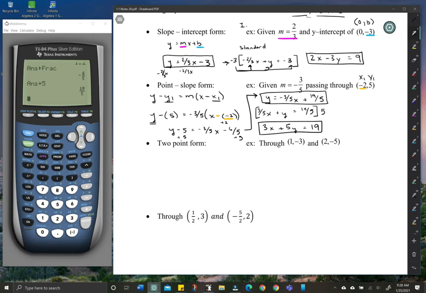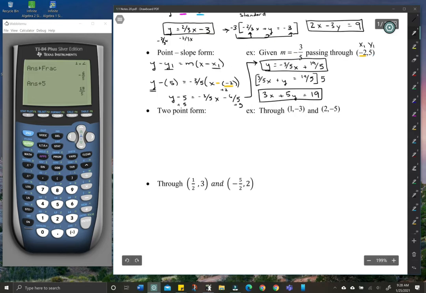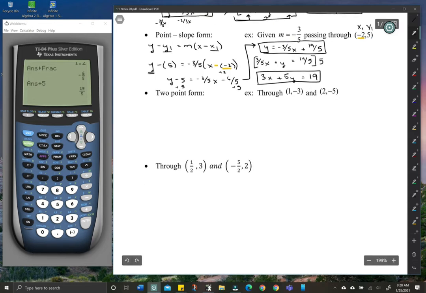Two-point form. This one involves the most amount of work here. This time, we're going to need another formula, an old formula really, and that's to find slope. So if we have m equals y2 minus y1 all over x2 minus x1, that's the old way to find slope. I also recommend labeling our points here.